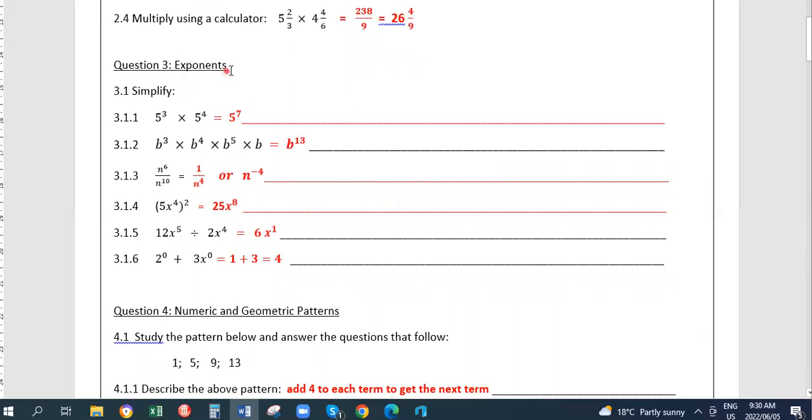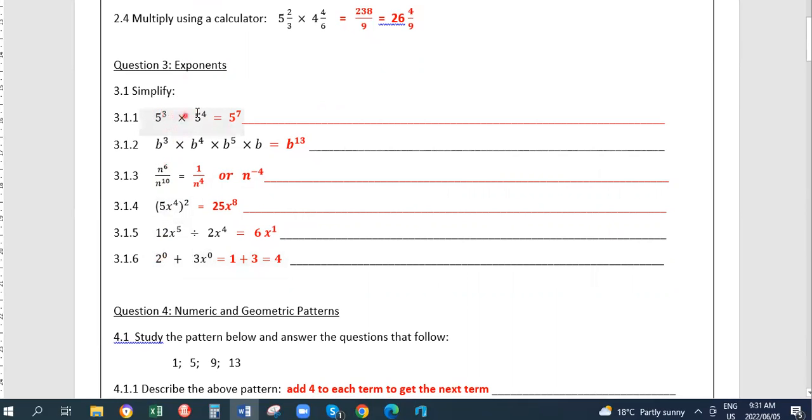Now next, simplification of your exponents, 5 to the exponent 3 and 5 to the exponent 4. We did the laws of exponents. When you're multiplying, we add the index. When we're dividing, we subtract the index. And if you're raising a power to a power, we multiply. That's the 3 laws we learned. And the 4th law was the law of 0. Anything raised to 0 is 1.